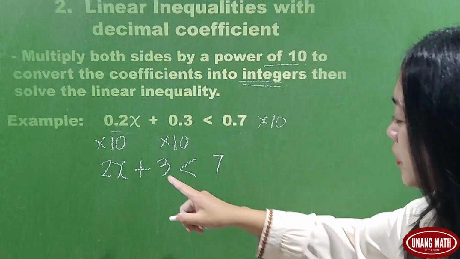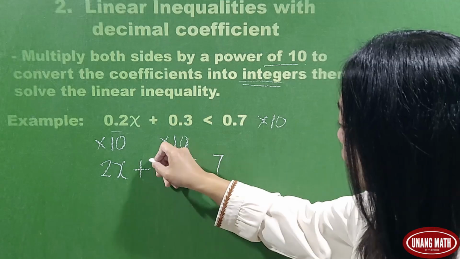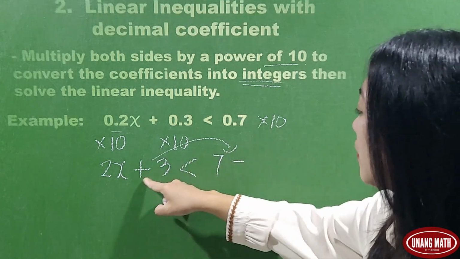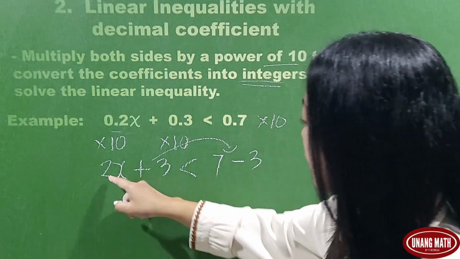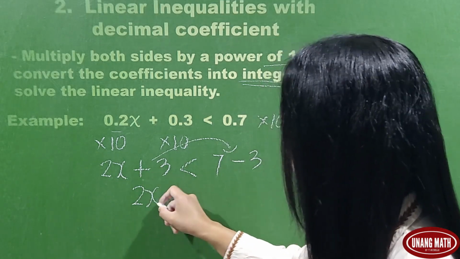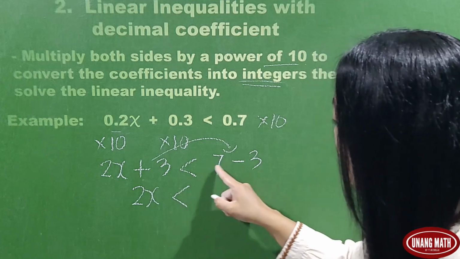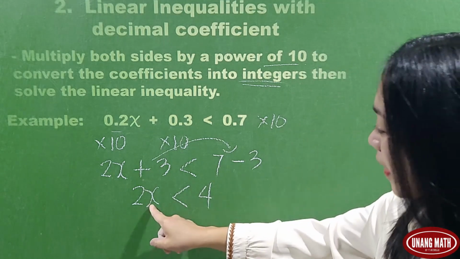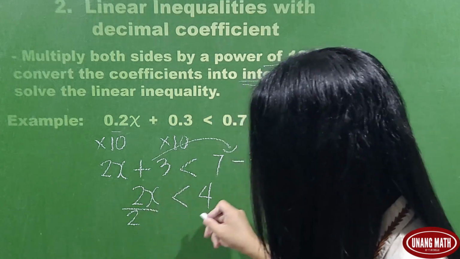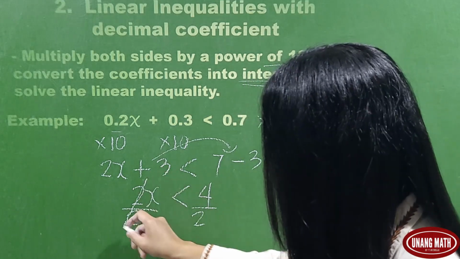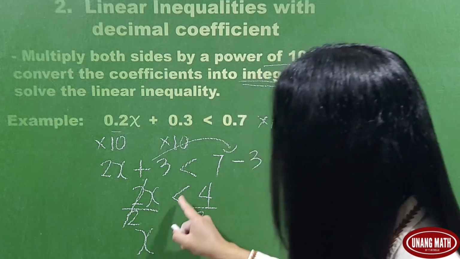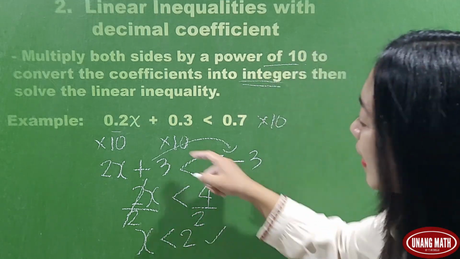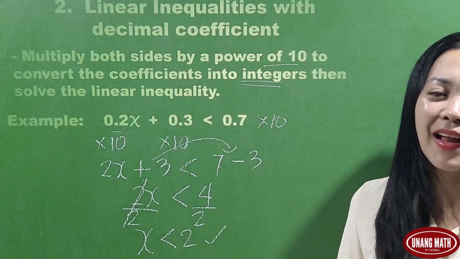Using transposition, move this 3 to the right side. So this now becomes minus 3. So we only have 2x on this side. So 2x is less than 7 minus 3, which is 4. And to find the value of x, divide both sides by 2. Simplify. x now must be less than 2 to make this inequality true.